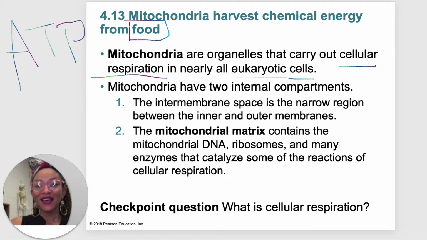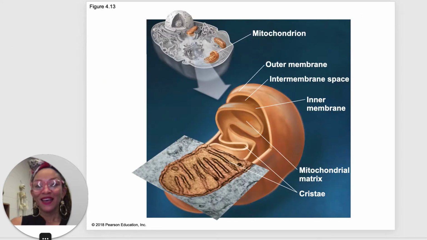So mitochondria have two internal compartments. There is an intermembrane space, and this space is between the inner and outer membranes, and I'll show you a picture in a second. And we also have the mitochondrial matrix, and this is going to have the mitochondrial DNA, which is separate from the cell's DNA, ribosomes, and many other enzymes. So the mitochondria is very self-sufficient. It has its own DNA, own protein-making machines, and its own enzymes. So let's take a look at that.